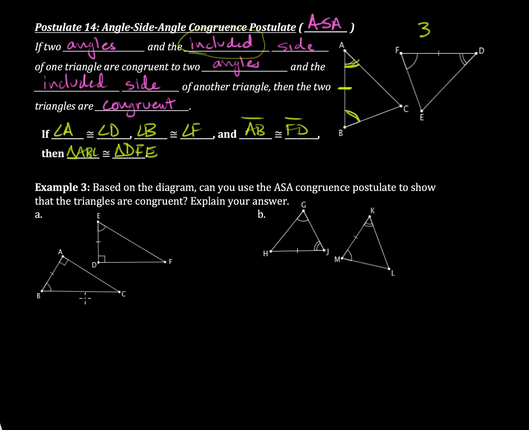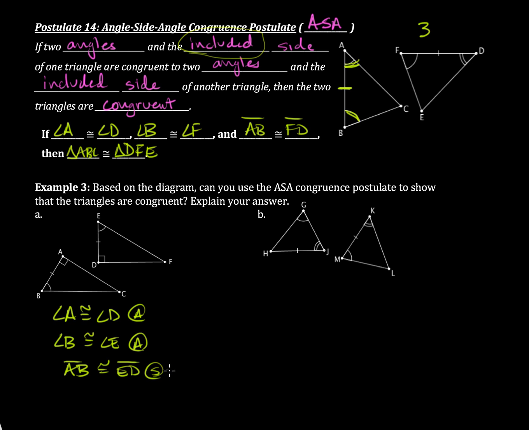So looking at example 3 down here, does ASA work? So on part A, I have two right angles that are congruent. Angle A congruent to angle D, pair of angles. I have angle B congruent to angle E, another pair of angles. And I have a segment AB that's congruent to another segment ED. So I have a pair of sides. So I have two A's and an S, just like it looks like I need for ASA.